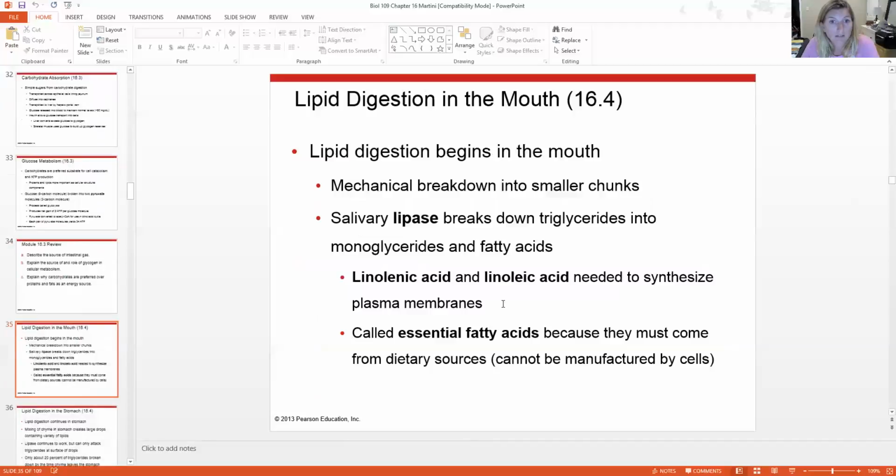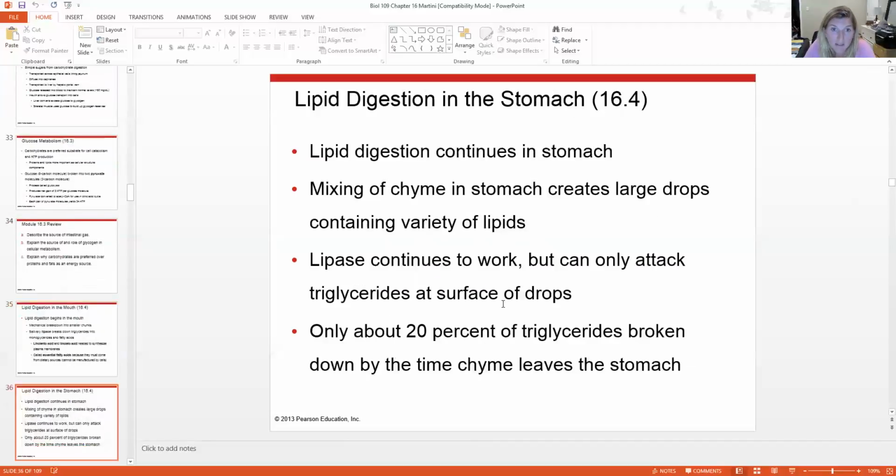Let's talk about lipids. Lipid digestion begins in the mouth with salivary lipase. Salivary lipase breaks down triglycerides into monoglycerides and fatty acids. Linolenic and linoleic acid are needed to synthesize plasma membranes. They're called essential fatty acids because they have to come from a dietary source. Our body cannot make them.